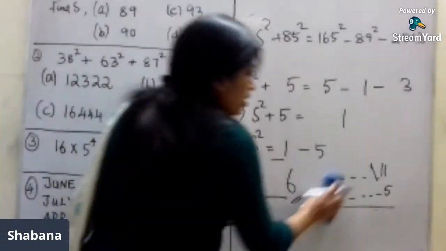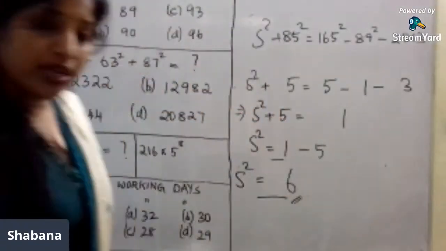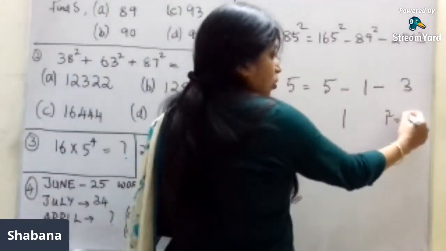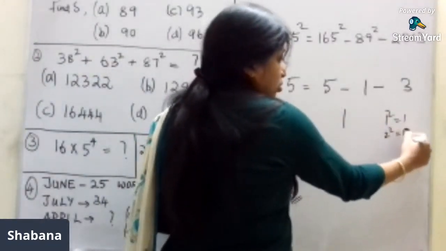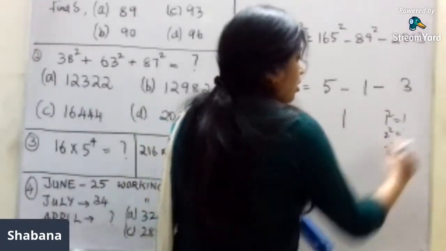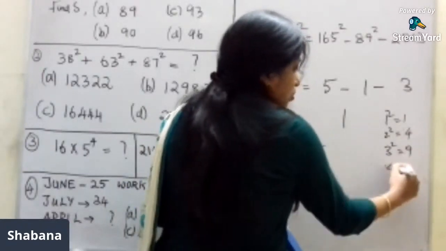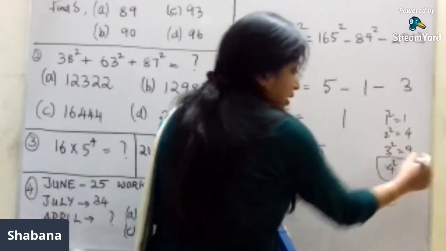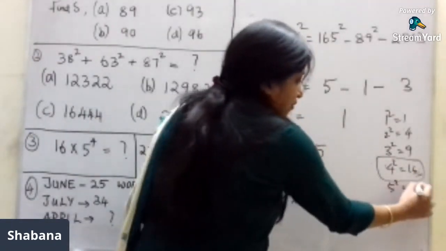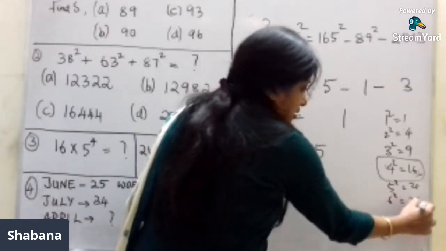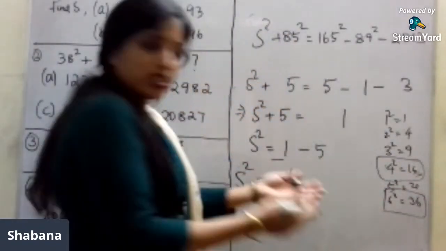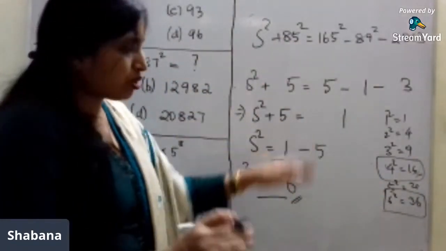Okay, so what are all the squares or square roots that have 6 as the units digit? Yesterday we saw that 1 square is 1, 2 square is 4, 3 square is 9, 4 square is 16. So I have 6 in my units place. 5 square is 25, 6 square is 36. So again, I have one more number which has 6 in its units place. Of course 7 square and 8 square don't have 6 in the units place, so I'm not going to write that.